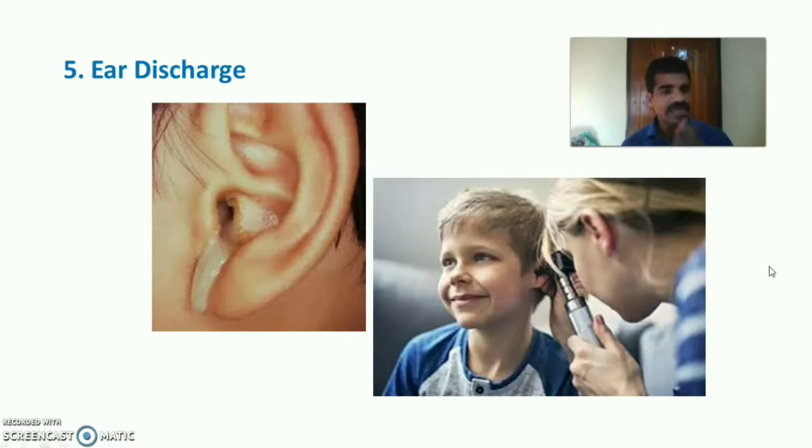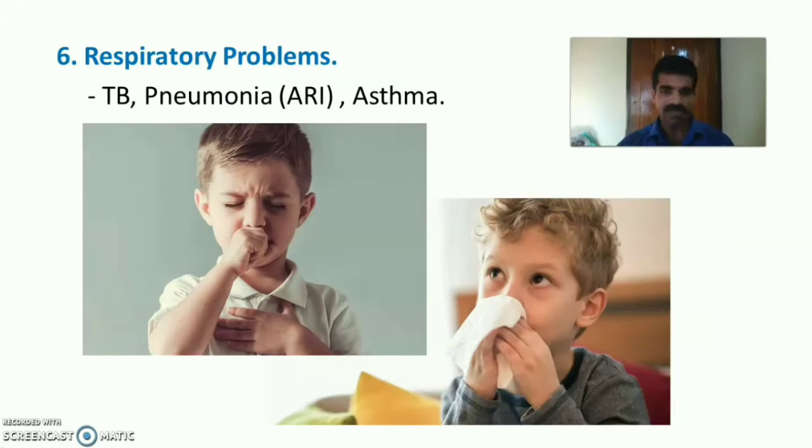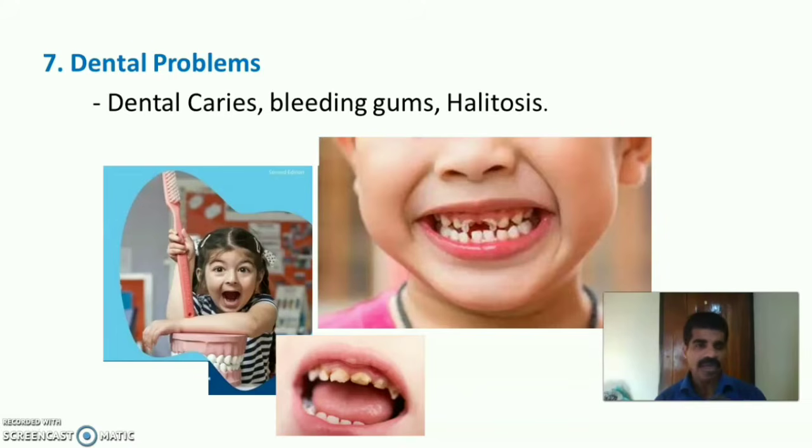Next is ear discharge. Ear discharge is very common in school children because they have the habit of putting some materials like pencils into their ears. Then the sixth problem is respiratory problems like TB, tuberculosis, pneumonia, acute respiratory infections, that is ARI, and even asthma, which are common in school children. Next is dental problems. Dental caries are most common in school children and moreover they may have bleeding gums, halitosis or bad breath, etc.